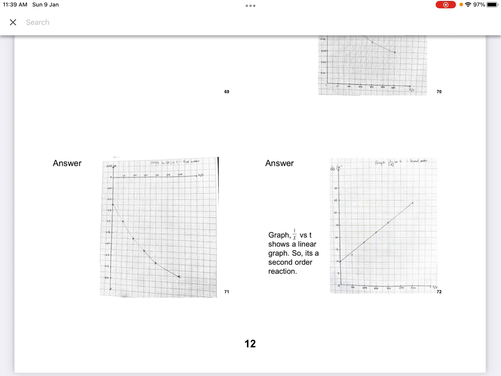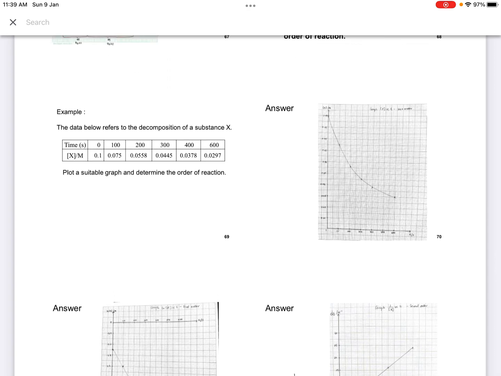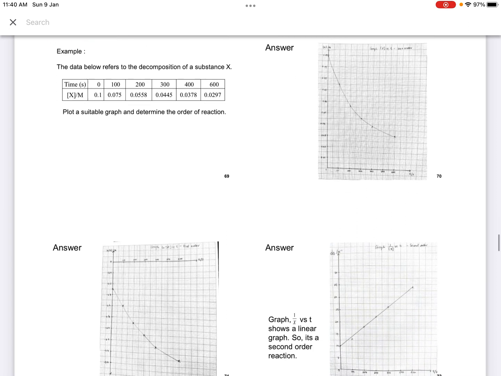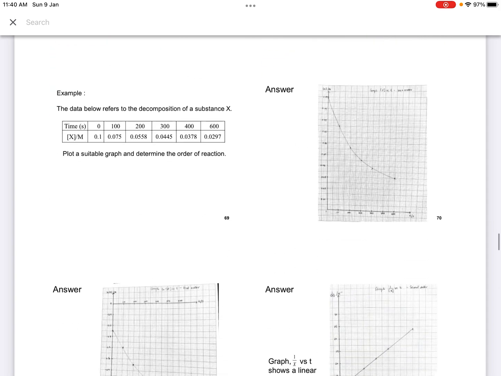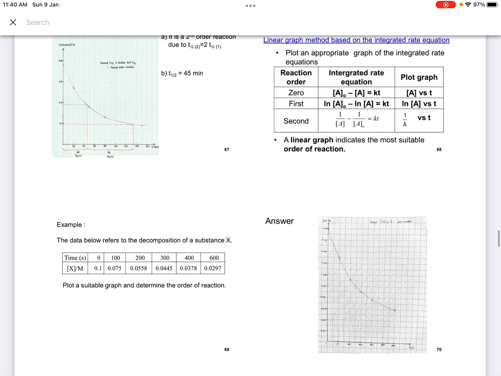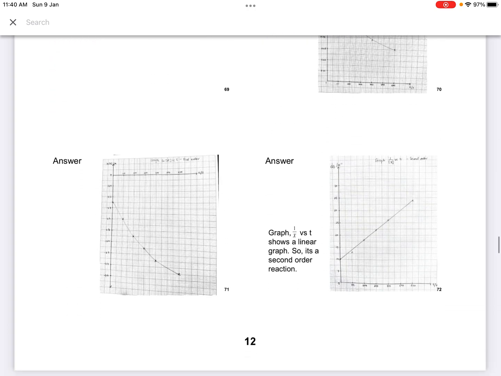Itu adalah jawapannya. Sini, concentration of X versus time, tak dapat linear, dia dapat curve, maka dia bukan zero order. Kalau ln X versus T pun tak dapat linear, maka dia bukan first order. Cuba tengok second order, iaitu 1 over X versus T. 1 over X versus T, yes, saya dapat linear graph. Maksudnya, since the graph of 1 over X versus T shows a linear graph, it is a second order reaction.